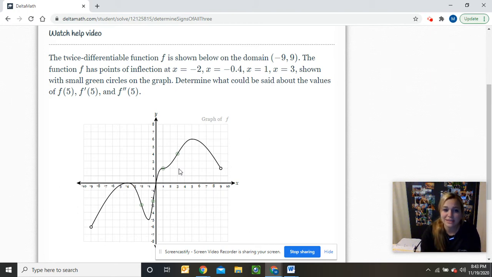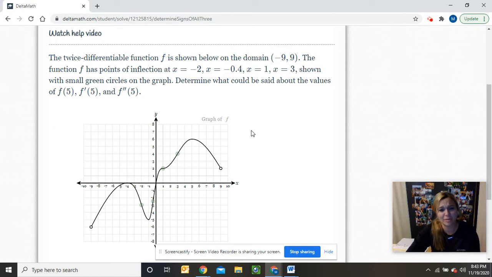Some of the important things in here: twice differentiable function just means that there is a second derivative, and that the function f of x is continuous. If this is twice differentiable, it means you can take the first derivative and take the second derivative, and they will both be continuous. So there is some important information.